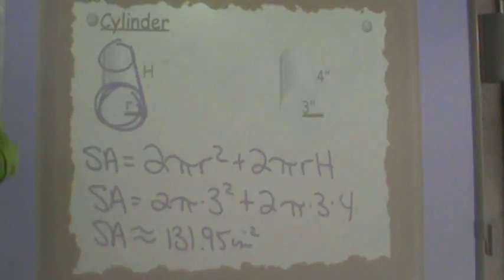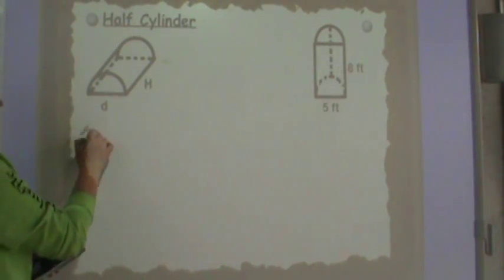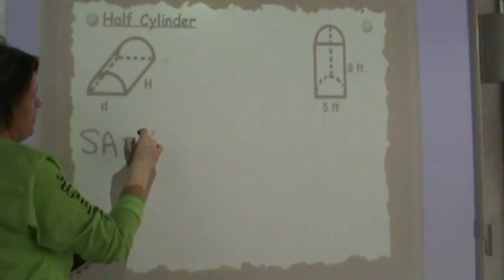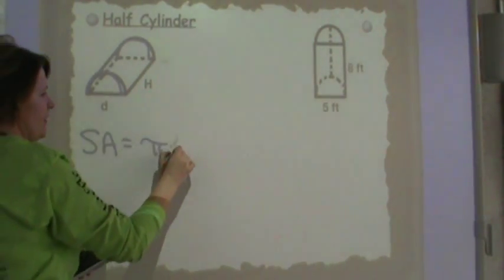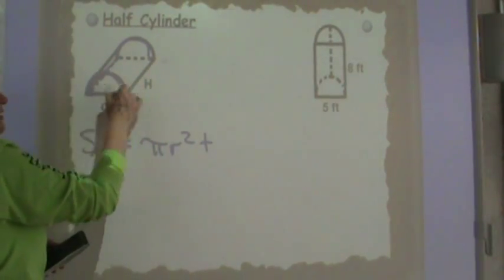Okay? Alright, and the half cylinder, this was one that got a little tricky. But basically, you have this half circle plus this half circle, so that's a full circle. Plus you have this rectangle on the bottom.